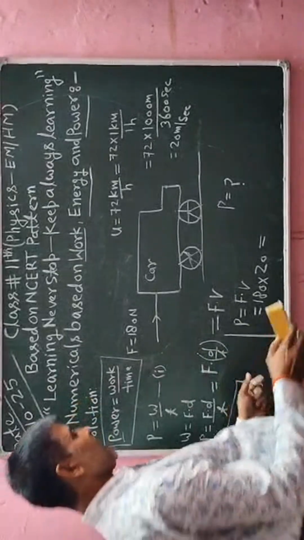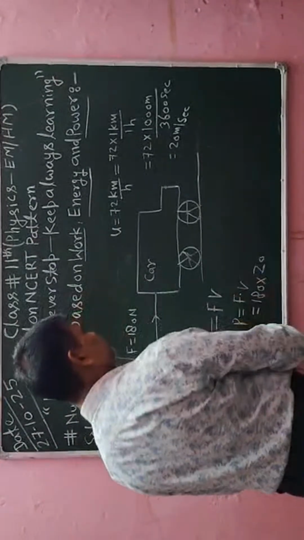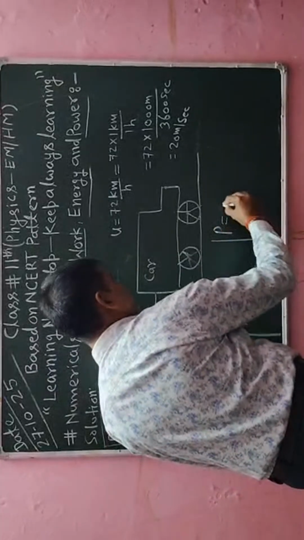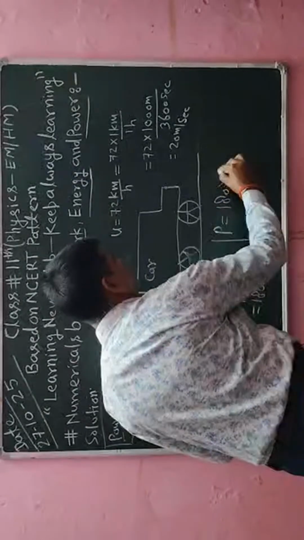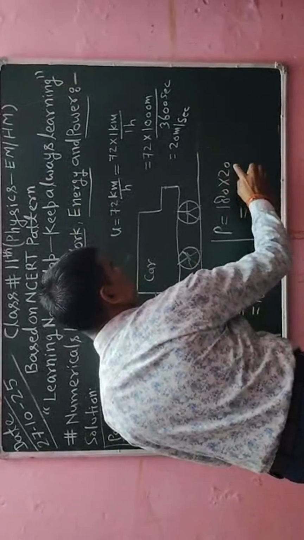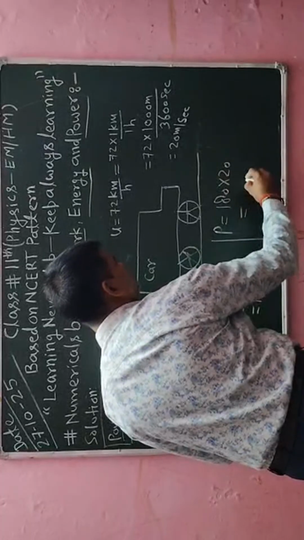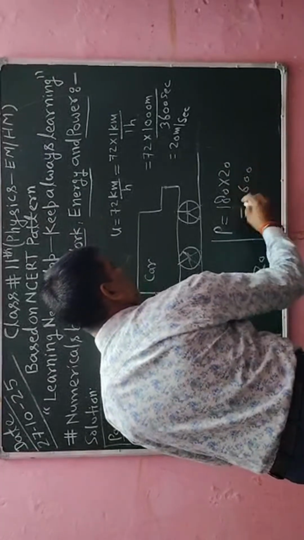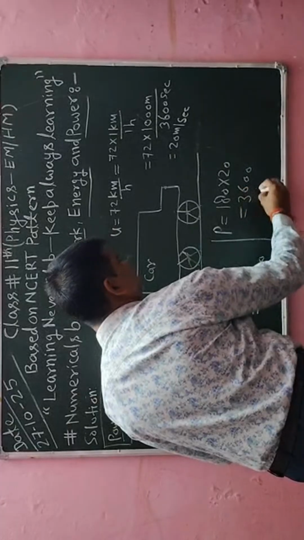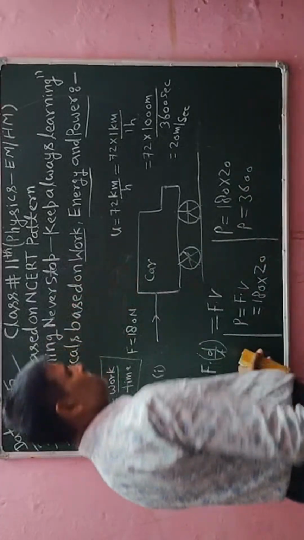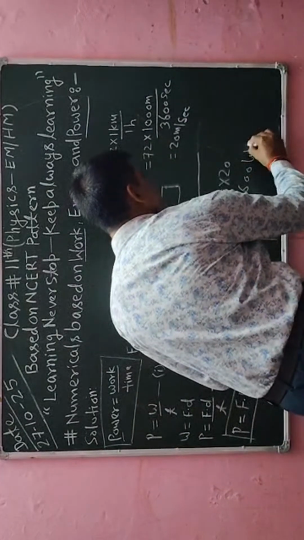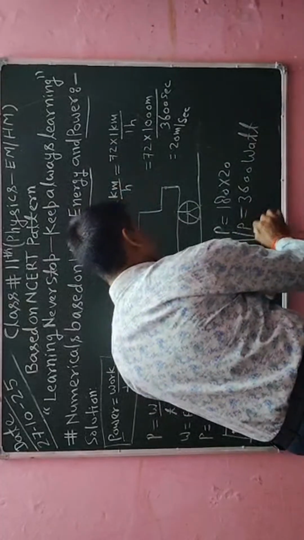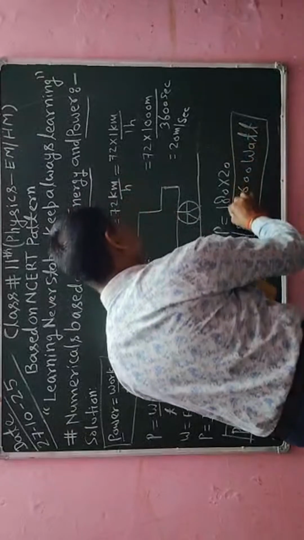So further I can get its value like this. Here I can write P is equal to 180 into 20. After multiplication, the answer comes out, and this power has the unit watt. So I can write here watt. Power has unit watt, so this is the answer to my given question.